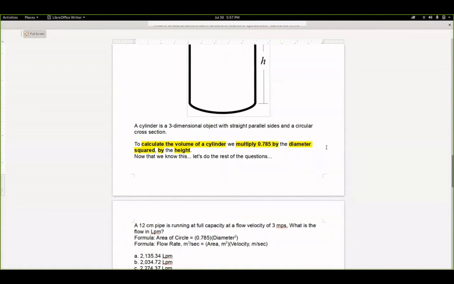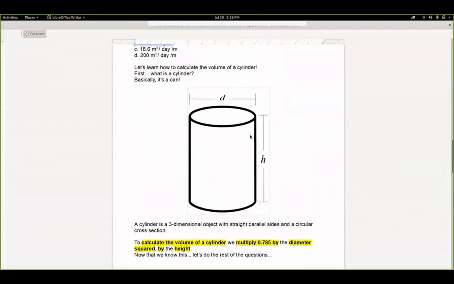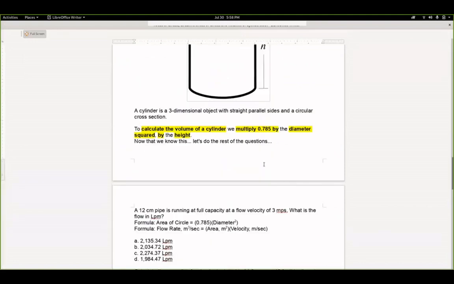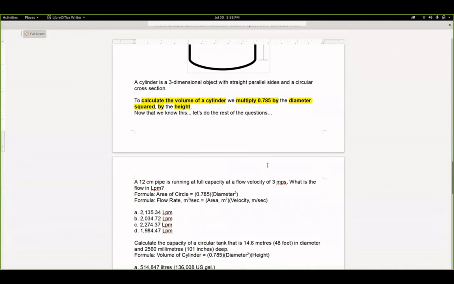So to calculate the volume of a cylinder, we multiply 0.75 by the diameter squared by the height. The reason that we do this is whenever you have a solid shape like this, the volume is the area of the base times the height. And if we look back to the formula for the area of a circle, we can remember that it was 0.785 times the diameter squared. So now that we know this, let's do the rest of the questions.